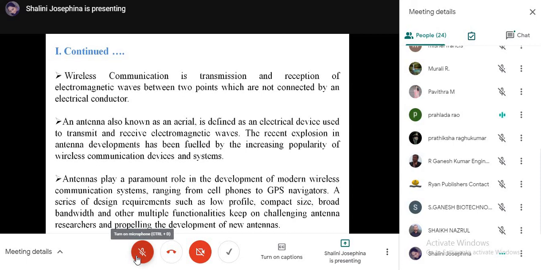Okay, the other terminology for antenna is aerial. Antenna is defined as an electrical or electronic device which is used to transmit and receive electromagnetic waves. One thing to be noted here is that an antenna can transmit and receive electromagnetic waves separately, as well as singly. Whenever an antenna is performing the transmission and reception on its own, that antenna is called a duplexer. Duplexer is defined as an antenna which can transmit as well as receive electromagnetic waves.